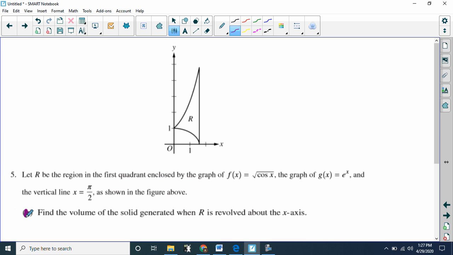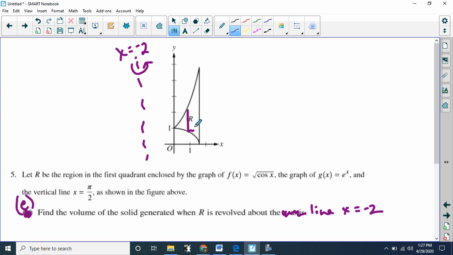Part E. We'll go up to F. Let's revolve about the line x equals -2. So x equals -2 is right over here somewhere. If I have our representative rectangle right here for the shell method, we've got 2 pi times the integral from 0 to pi over 2.